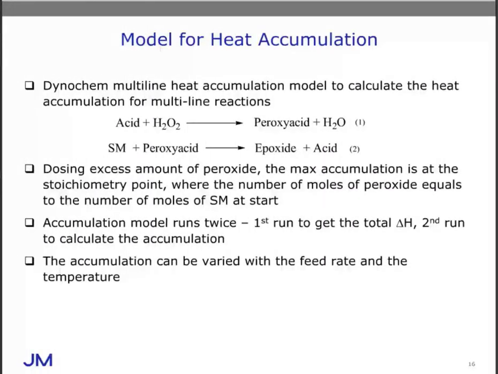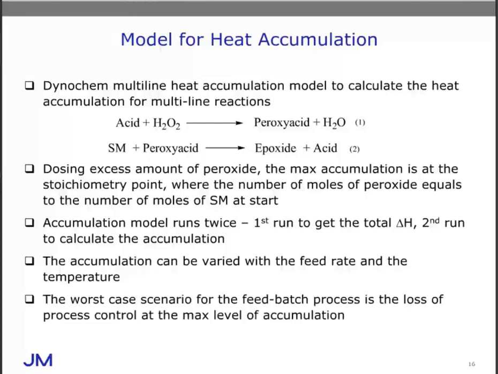As we can predict, accumulation can vary based on the feed rate and the temperature. The worst case scenario in our mind, in a fed batch, is when we lose temperature control at the maximum level of accumulation. Therefore, we would like to keep the level of accumulation less than 25%, if possible.